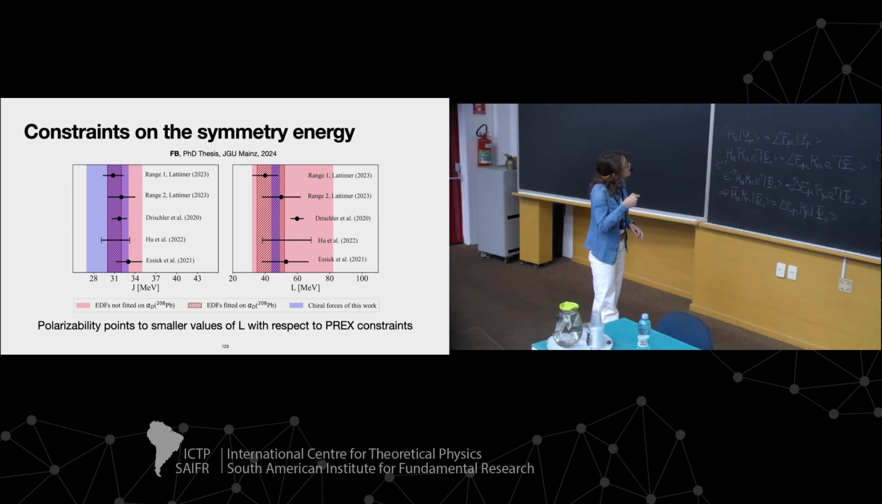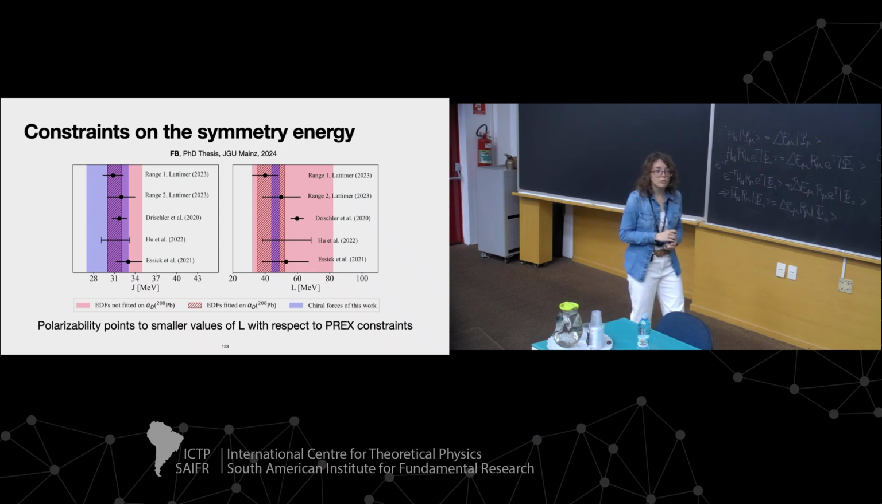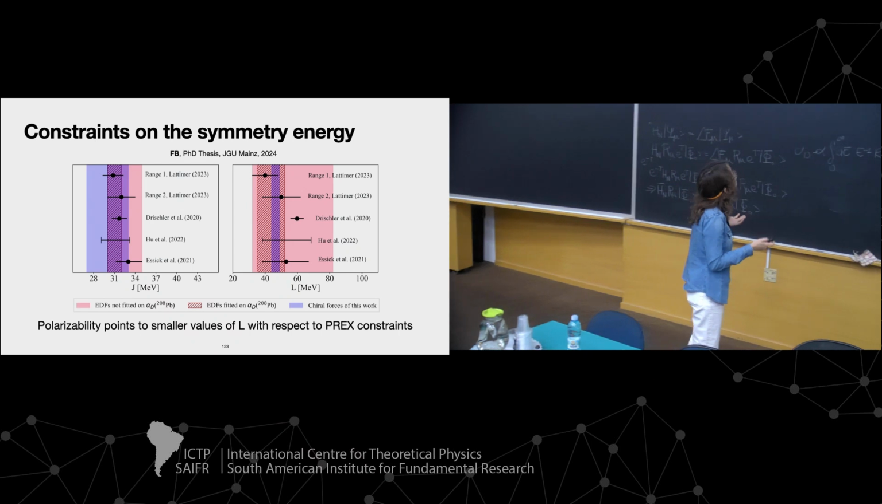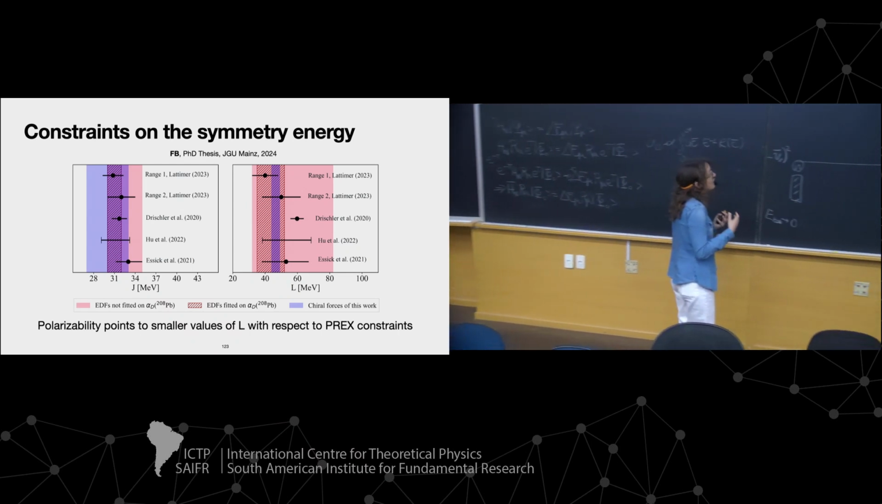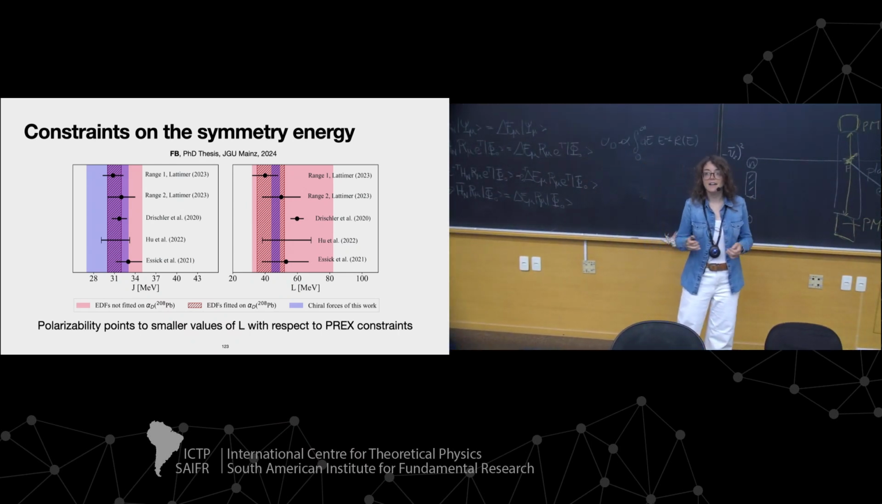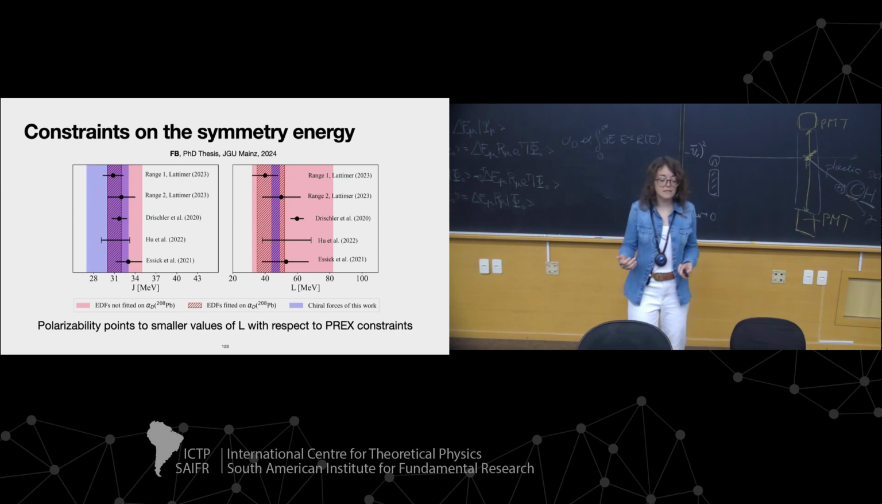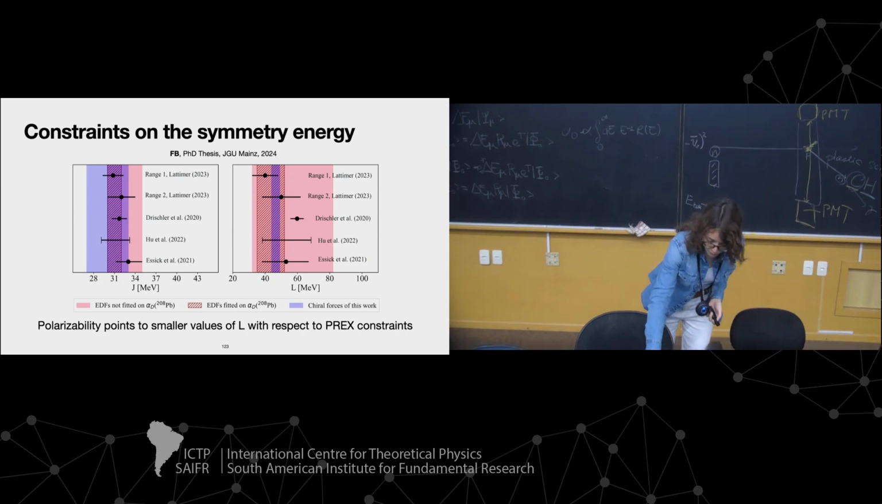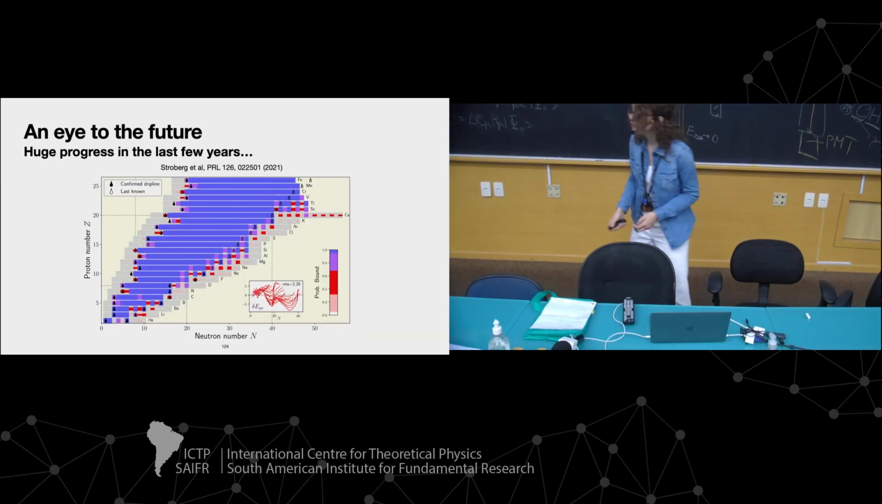In particular, the constraints from the polarizability point to smaller values of L with respect to the PREX constraint. And this is something that, without more precise data on the neutron skin of lead-208, cannot really be understood. So, an eye to the future.